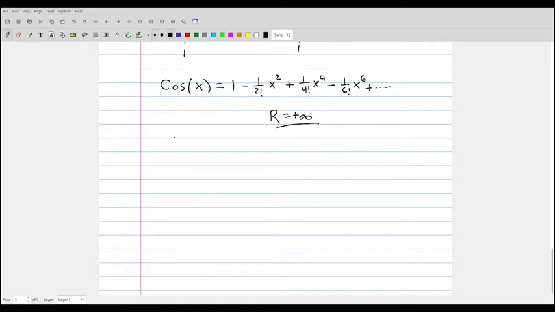So another way of writing this is a closed form way of writing the sum using our sum notation. You could write this as cosine of x is the summation from i equals 0 to infinity of negative 1 to the i times x to the 2i over 2i factorial. Now I'll use a different index than k because we kind of used that before.